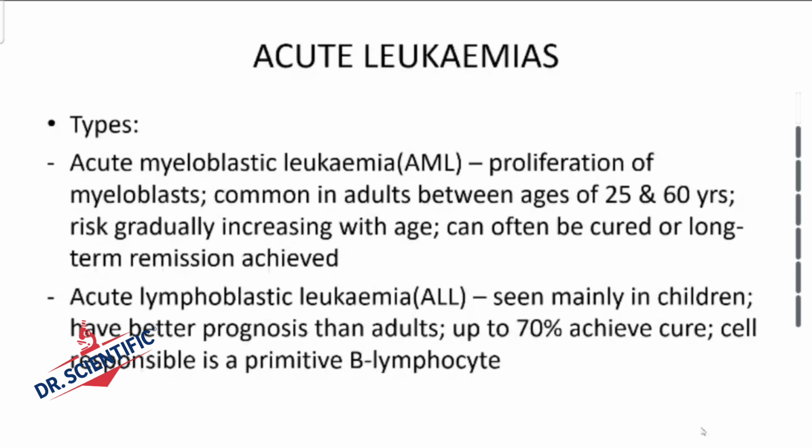Then we have acute lymphoblastic leukemia, ALL, which is seen mainly in children, and they have a better prognosis than adults. As we say, generally acute leukemias in adults have a poorer prognosis. But remember, we are saying it's mainly in children, but it can still be found in adults. Up to 70% achieve cure, that is in children. And the cell responsible mainly is a primitive B lymphocyte. So we have acute lymphoblastic leukemia.